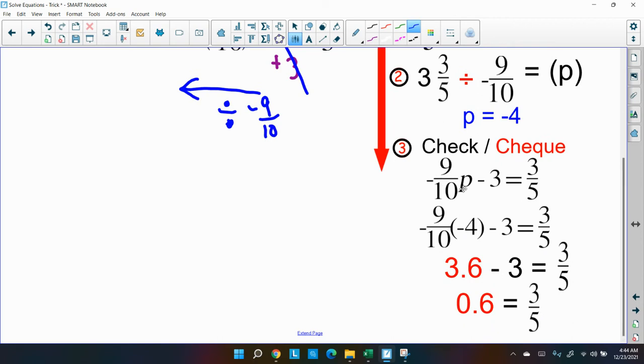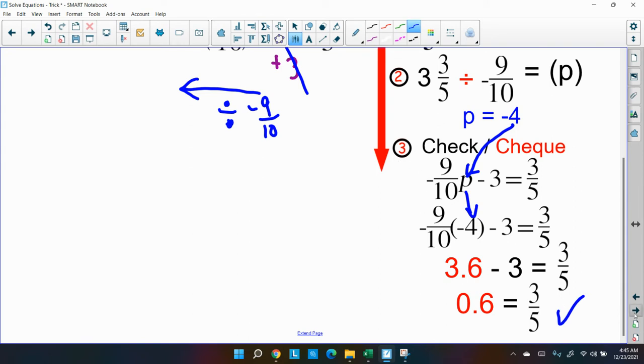So I rewrote my equation. I'm going to replace the P with the negative 4 that we said it was equal to. And I'm going to multiply negative 9/10 times negative 4, and that gives me positive 3.6. And now I'm going to subtract the 3, and that'll give me 0.6. And that equals 3/5. Well, if you press your change fraction to decimal button, you will get 0.6 for 3/5. So that is correct. They are equal. So we are correct saying P is equal to negative 4.